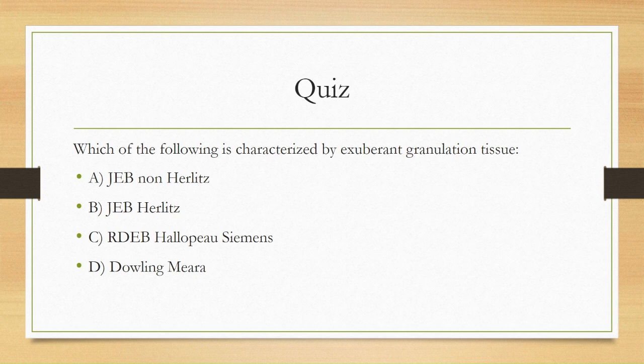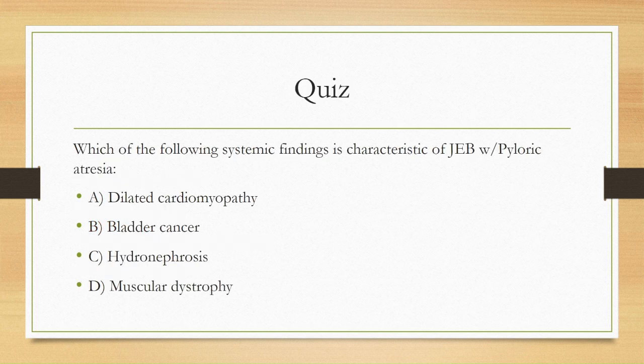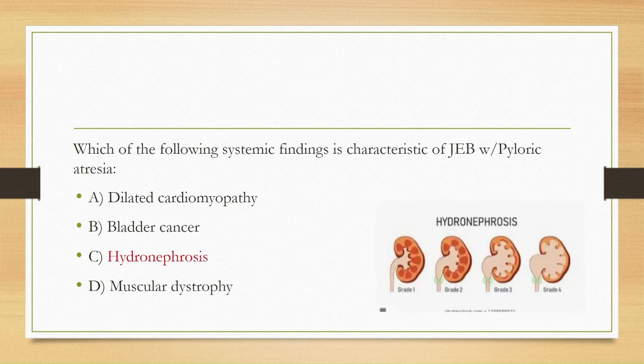Which of the following is characterized by exuberant granulation tissue? If you don't know this, I'm going to come through the computer screen and flick you in the forehead, all right? Which one is it? You can do this. Good job. You knew that. The severe type of JEB specifically. Which of the following systemic findings is characteristic of JEB with pyloric atresia? Remember, the alpha 6 beta 4 integrin doesn't just constrict the pylorus, but it also constricts one other sphincter, the ureters, leading to, that's right, hydronephrosis.